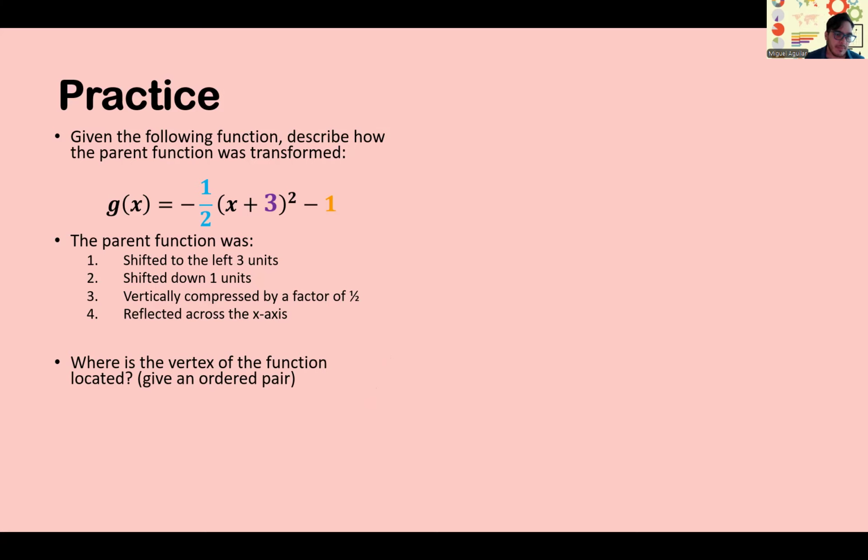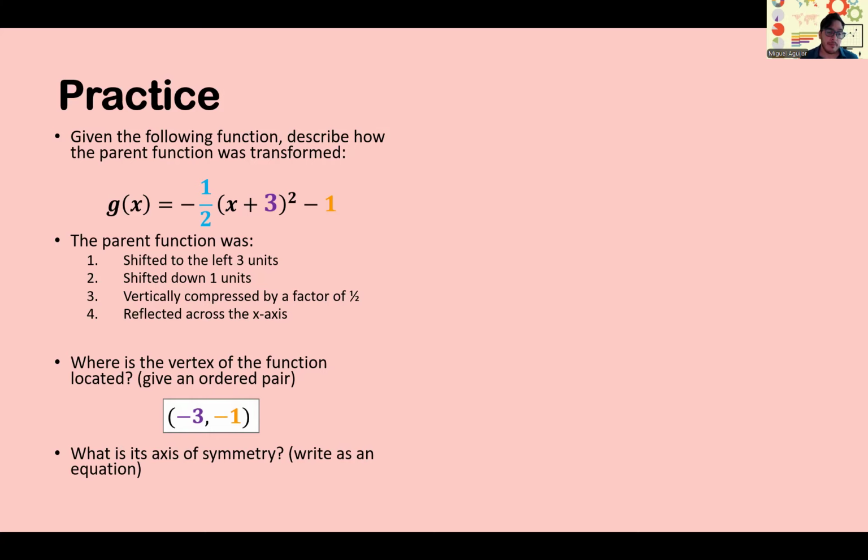-3, -1. -3, -1 is exactly right. Right? Because it's the opposite of that number inside the parentheses, and then it's the same as that number on the back side of the equation. Okay? So if we have the vertex, we actually have the axis of symmetry. What is the axis of symmetry as an equation?